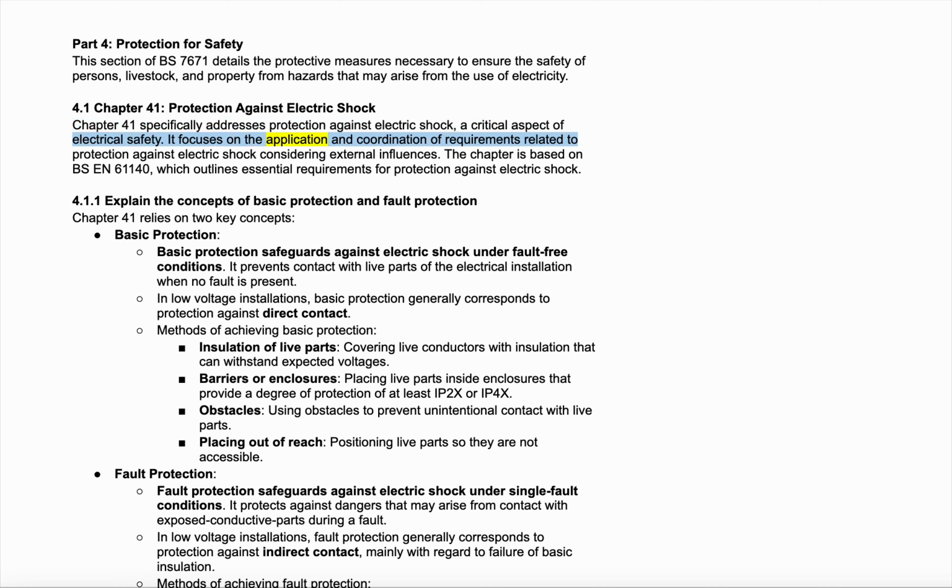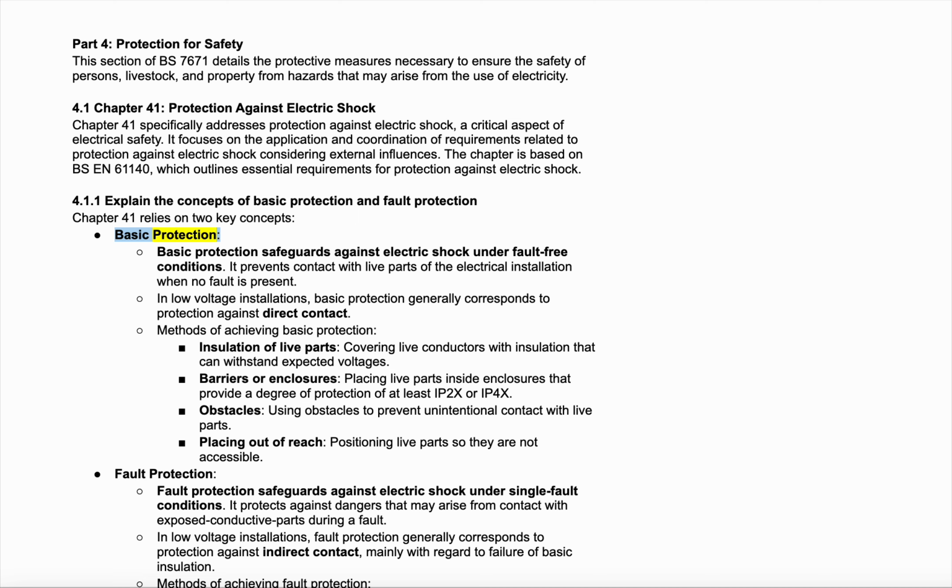It focuses on the application and coordination of requirements related to protection against electric shock, considering external influences. The chapter is based on BS EN 61140, which outlines essential requirements for protection against electric shock. 4.1.1 Explain the concepts of basic protection and fault protection. Chapter 41 relies on two key concepts.